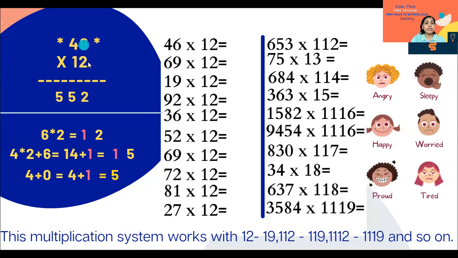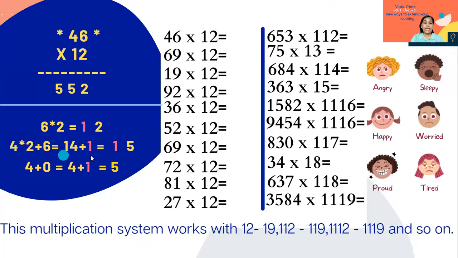46 multiplied by 12. This is very simple, no striking off and all. Yes, this will be a combination of multiplication and addition. First, number 6, I'm multiplying with 2 and I get 12. I write 2 here, 1 is carryover. Now I multiply 4 with 2 and add 6. So 4 twos are 8, 8 plus 6 is 14, and 1 carryover makes it 15. I write 5 here, 1 carryover again, and for 4, there's nothing to add, so 4 remains 4, plus 1 makes it 5, so I write 552.